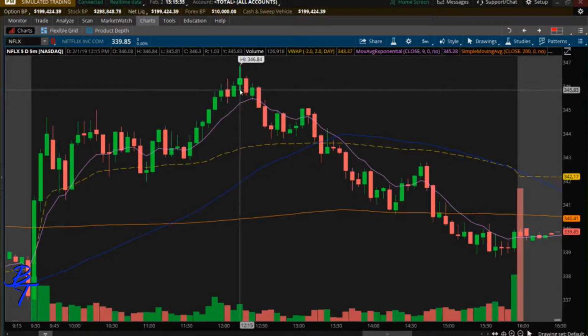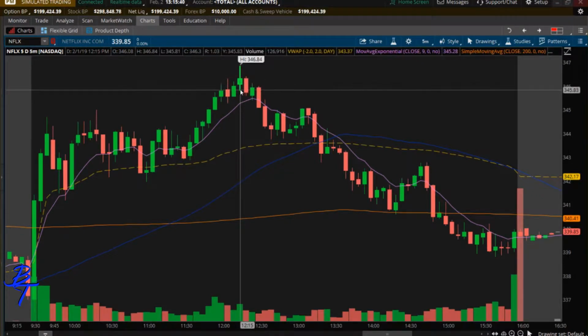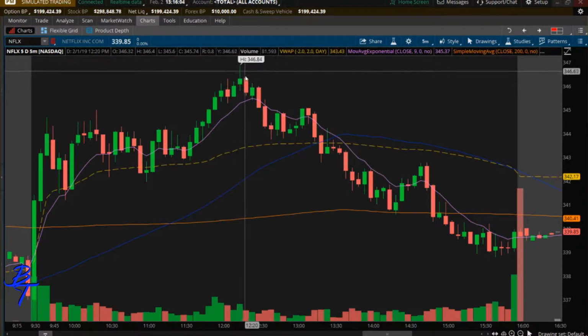It came down, which these are considered wicks. On each end is a wick. So the price came down, then it came back up and continued up, and it stopped at 346.84. And then it came back down, and where the body stops is considered the close. So that makes up one whole candlestick. You got the opening, you got the two wicks, and you got the close. And each candlestick will be like that.